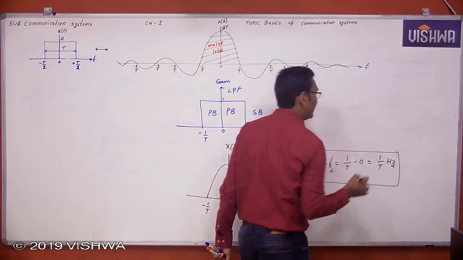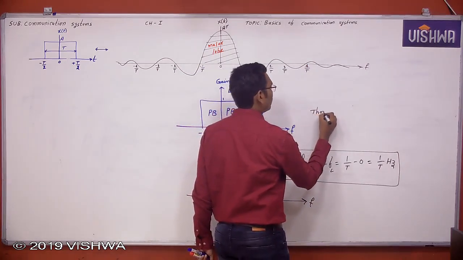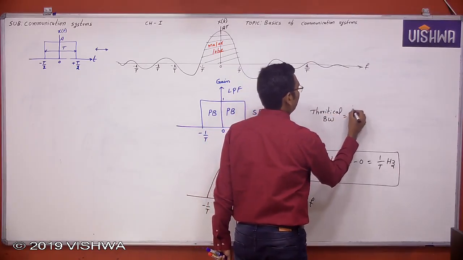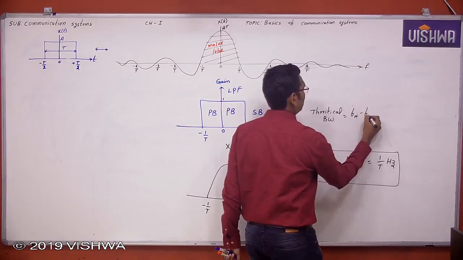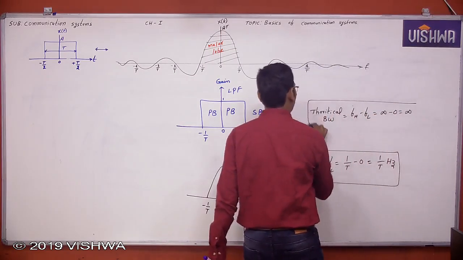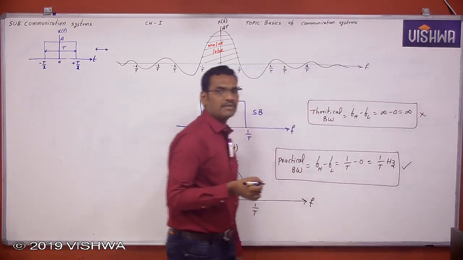It is a finite bandwidth. What is the theoretical bandwidth? The theoretical bandwidth you can also get, which is infinite minus 0, which is infinite. This is the theoretical bandwidth, which we do not use practically. This is the practical bandwidth which we are using.